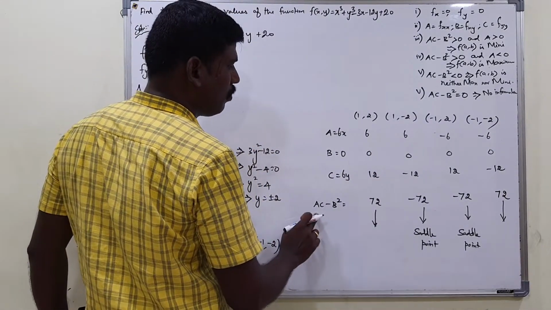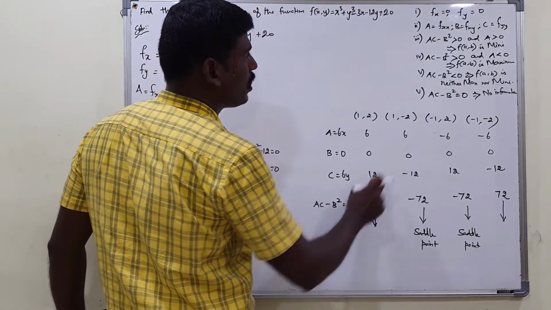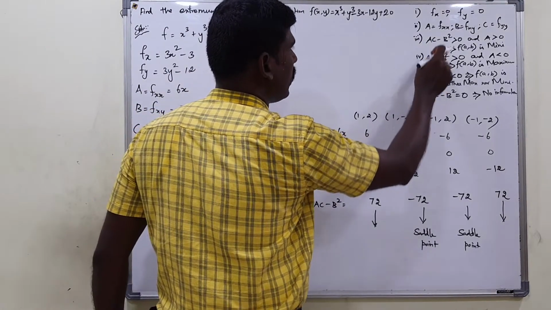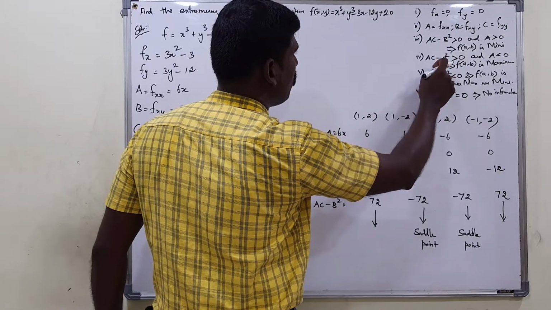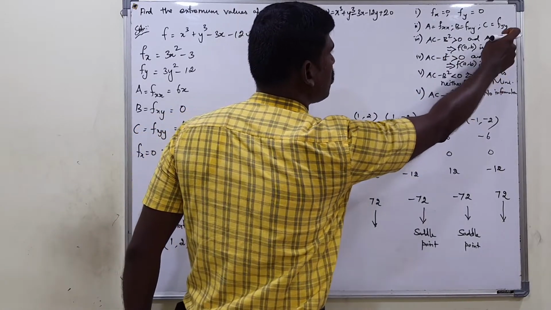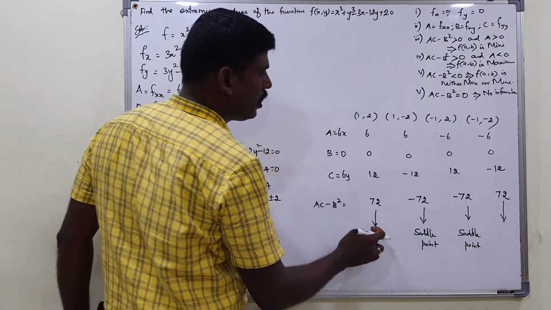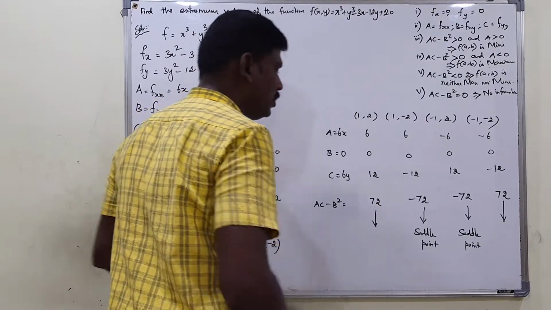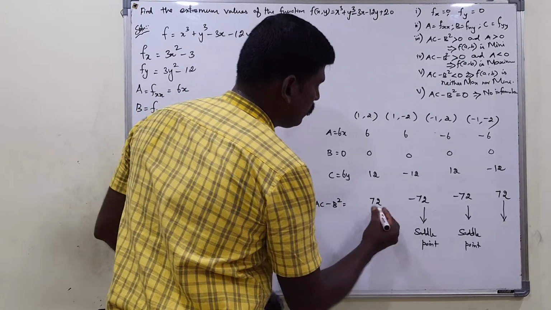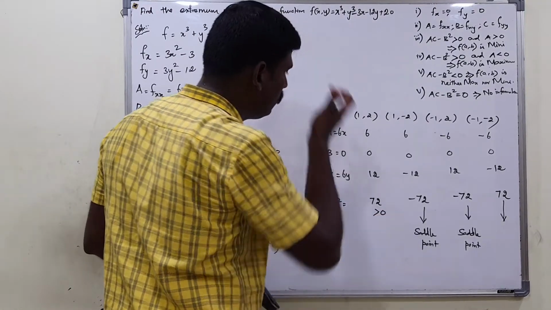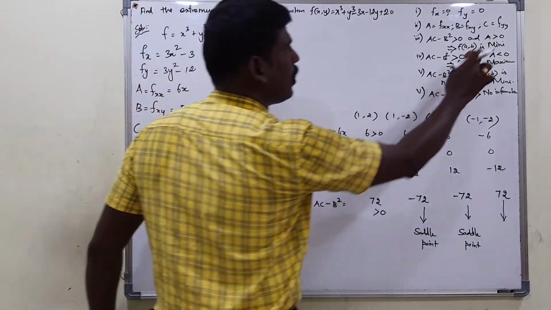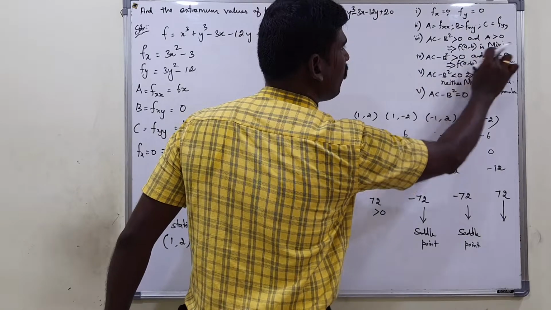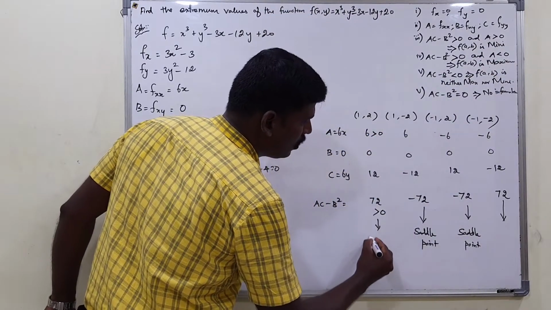Now let us come to here. AC minus b square is positive. That means 2 cases arise here. When AC minus b square is positive, maximum or minimum depends on the value of A. Look here, AC minus b square is positive. At the same time, A is also positive. A is plus 6. So both are positive, which means f has a minimum point.